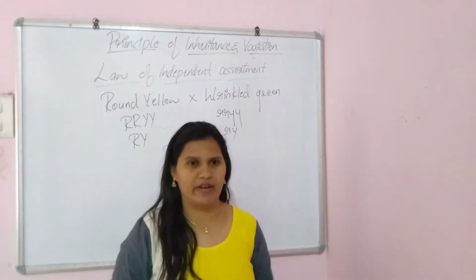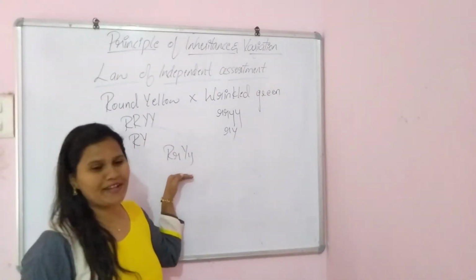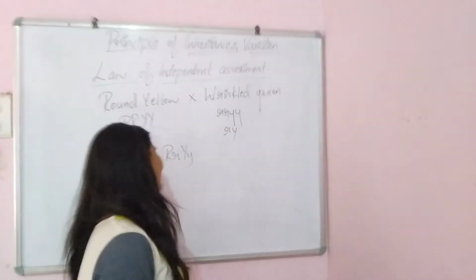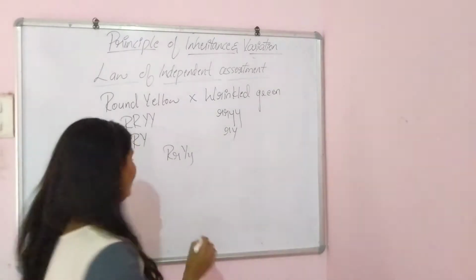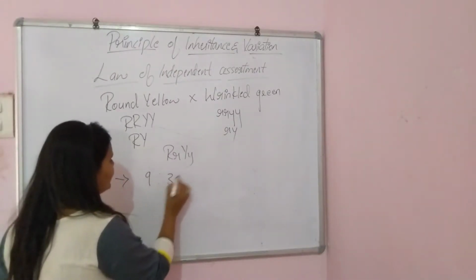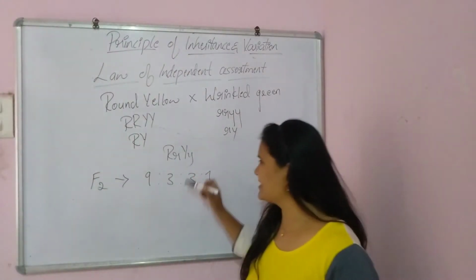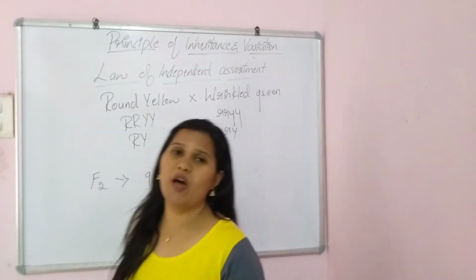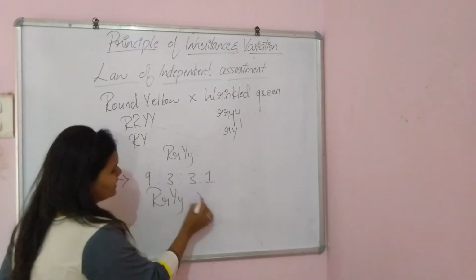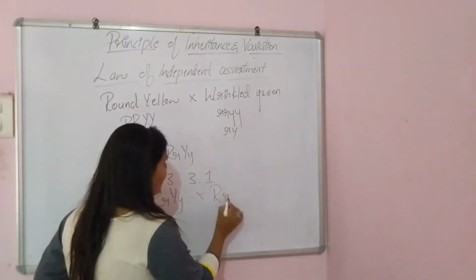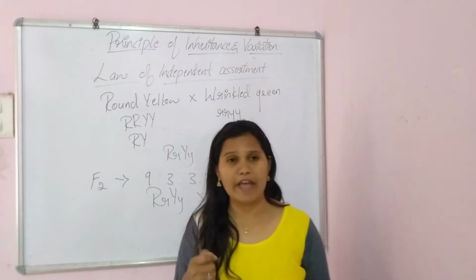Coming to the F2 generation, where we cross the F1 generation offsprings, that is this capital R, small r and capital Y, small y. So in the F2 generation we got the ratio 9:3:3:1 on the basis of these gametes. Have a look over here, where capital R, small r and capital Y, small y, that is heterozygous round yellow seeds, were taken by Mendel to cross to get the F2 offsprings.